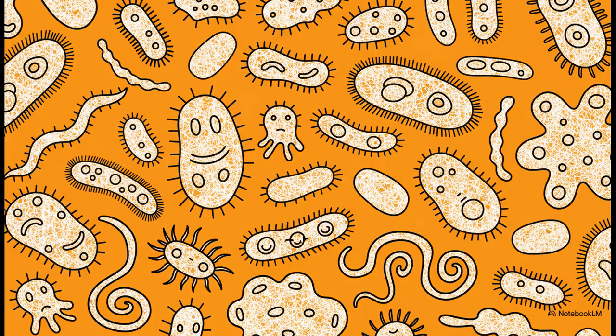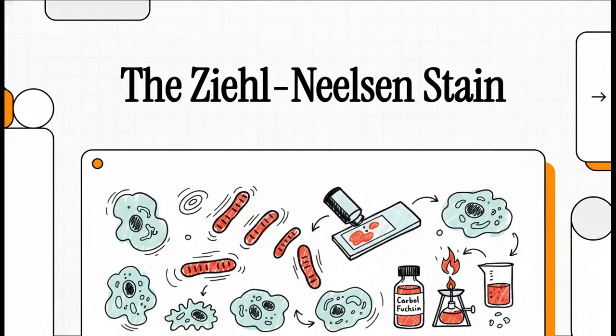Welcome to Microscopic Marvels. All right, let's get right into it. Today, we're tackling a real cornerstone of microbiology, something every single MBBS student needs to know inside and out. We're talking about the Ziehl Neelsen stain, which you probably also know as the acid-fast stain. This technique is absolutely essential for tracking down some of the most stubborn and important bacteria out there.